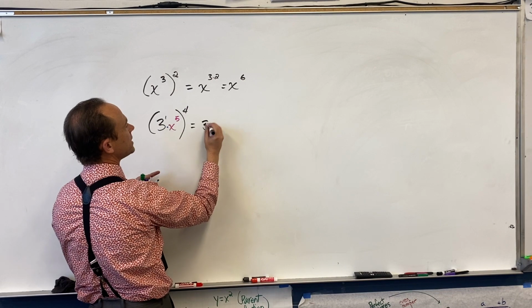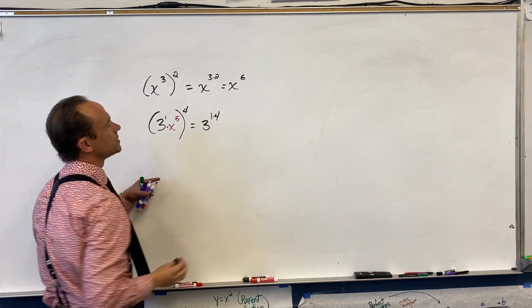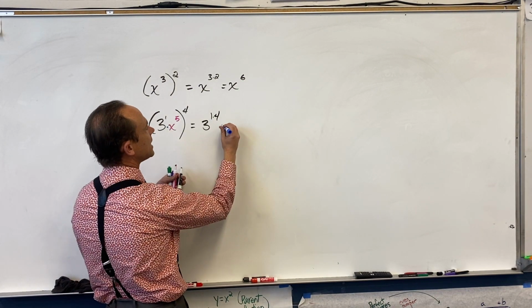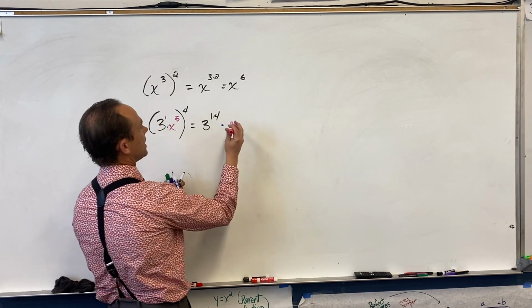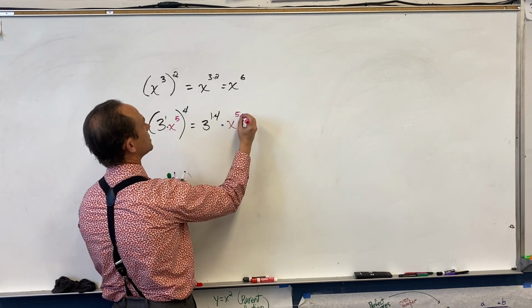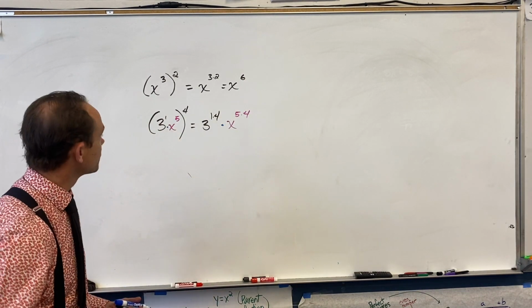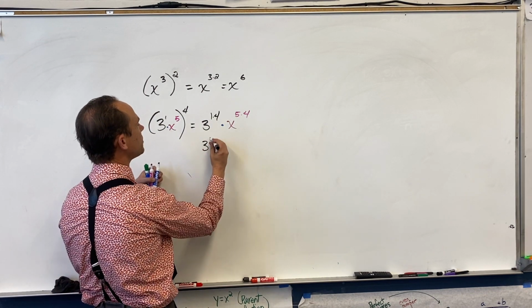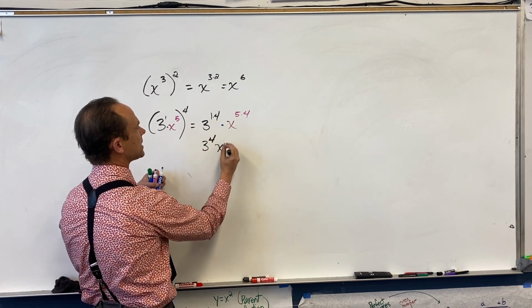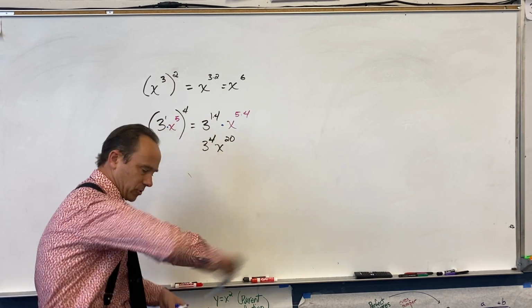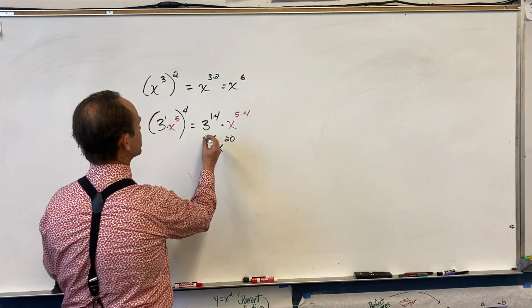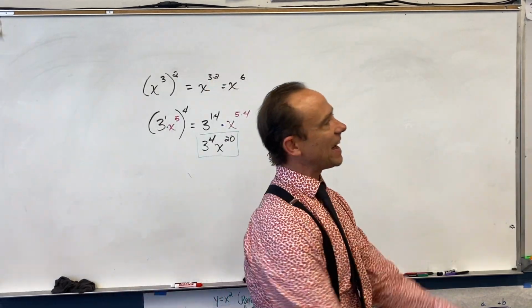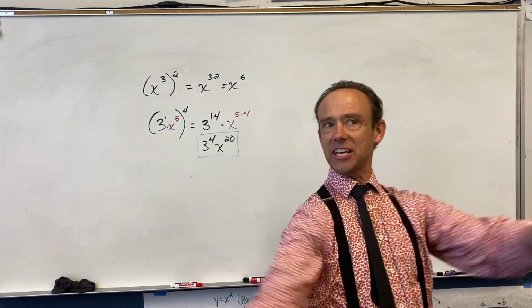So we're going to go 3 to the 1 times 4, which of course is 4, but I'm just going to show you as the 1 times 4, times x to the 5 times 4. So we're going to get 3 raised to the 4th times x to the 20th. Grab the green marker, circle that, and say, I got this one, teach. This is just the power rule.